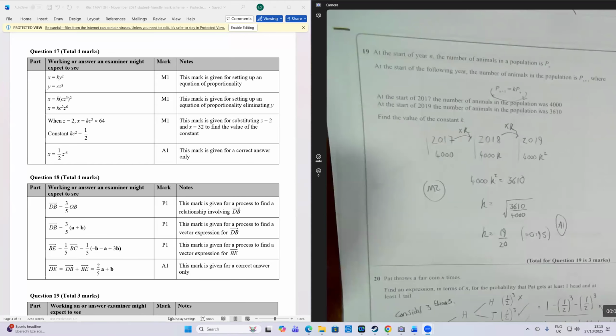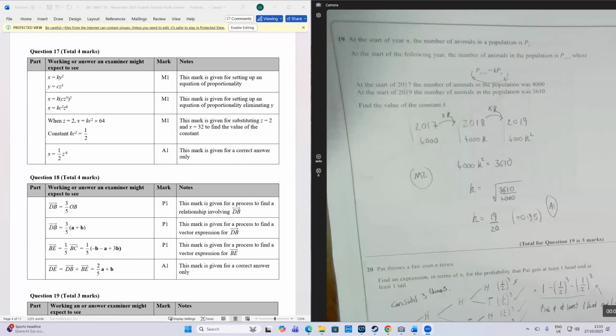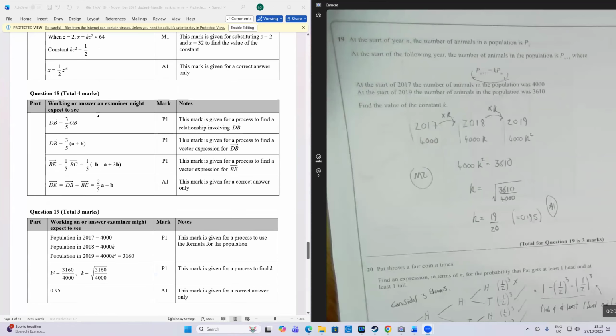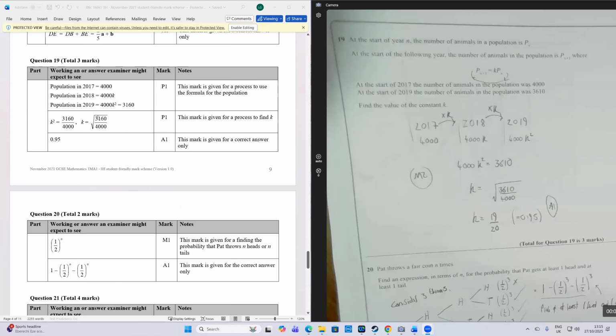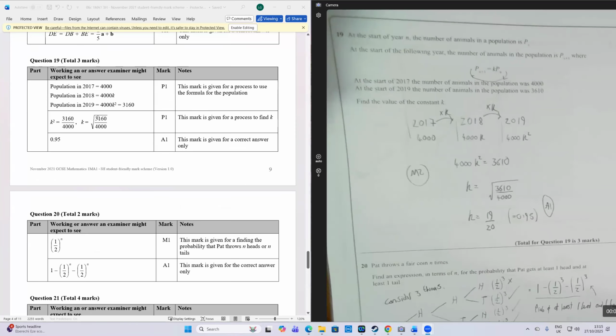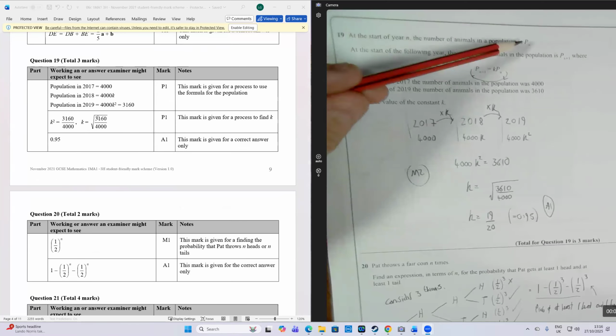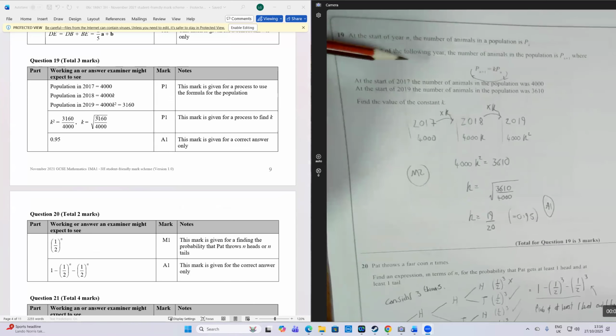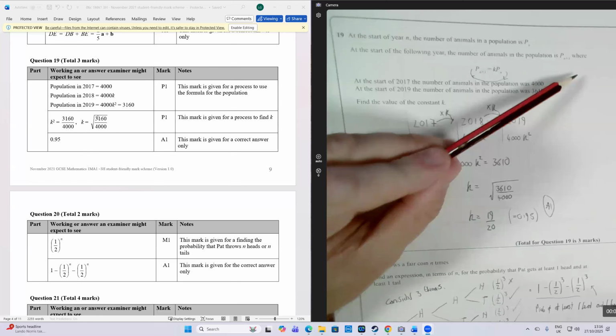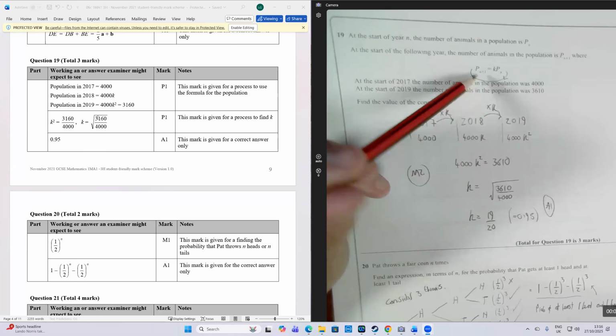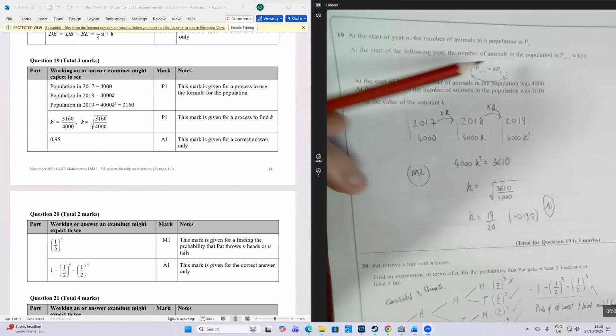Now, iteration. This is a question that students do not like at all at GCSE. And yeah, it's quite confusing. Quite often, a lot of students lose marks on this particular question. So it says at the start of year n, the number of animals in a population is Pn. At the start of the following year, the number of animals in a population is Pn+1, where Pn+1 equals k times Pn.